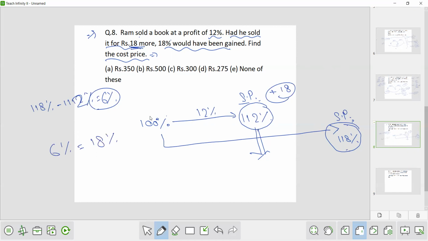So you have to find the cost price. Cost price is always taken as 100%. So 100% is equivalent to how much? This is 3 times from here, so this will also become 3 times from here. 100 into 3, that is 300 is the answer.